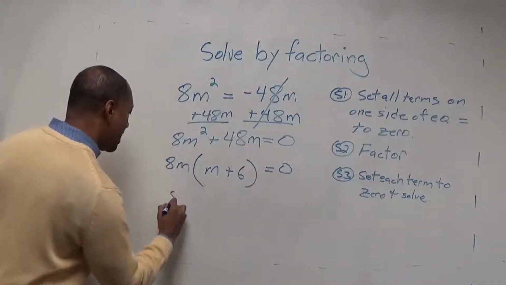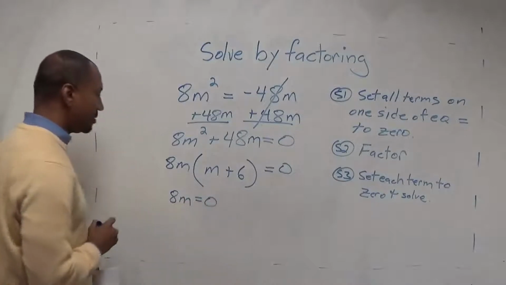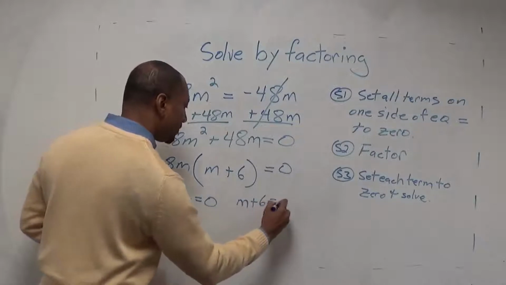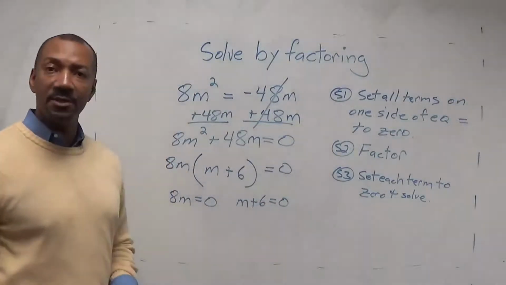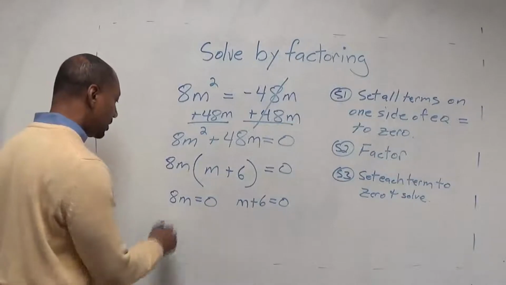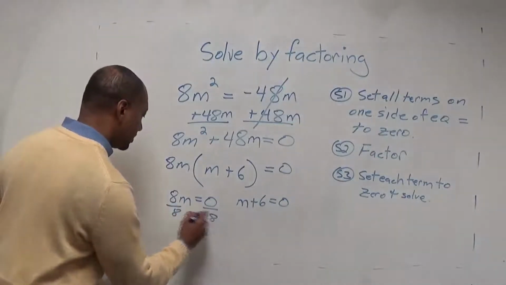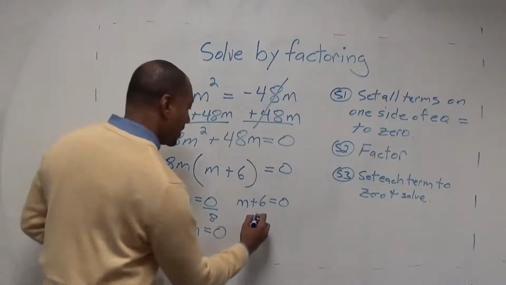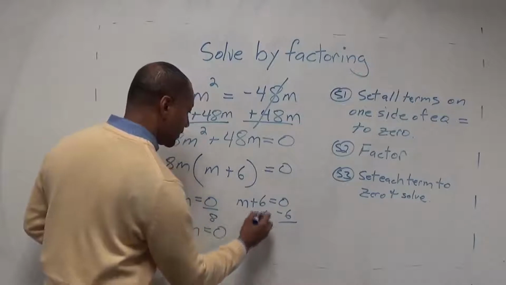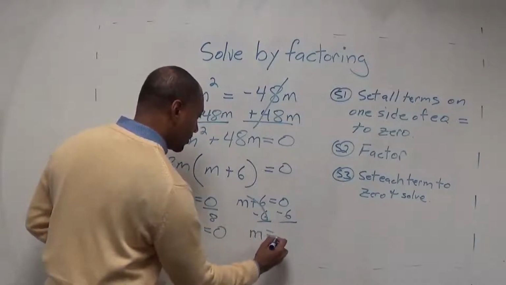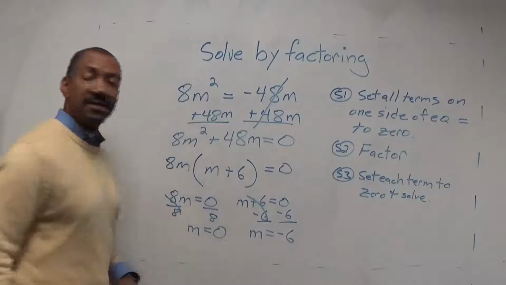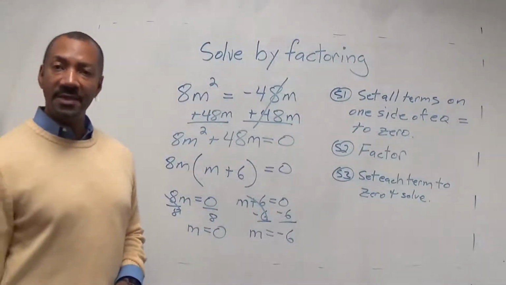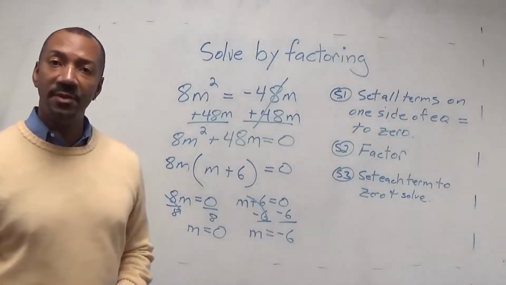So I'm going to take the 8m, set that equal to 0. And I'm also going to take the m plus 6, set that equal to 0, and I'm going to solve both of them. Okay, so m is equal to 0, and over here, m is equal to negative 6. Both answers are correct, and these are the numbers that you were looking for.